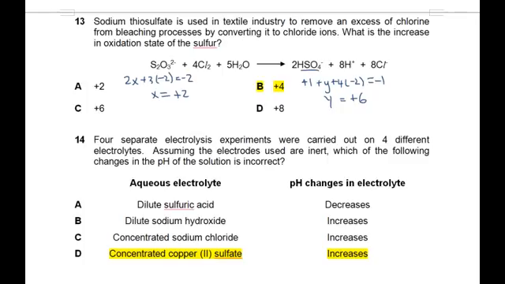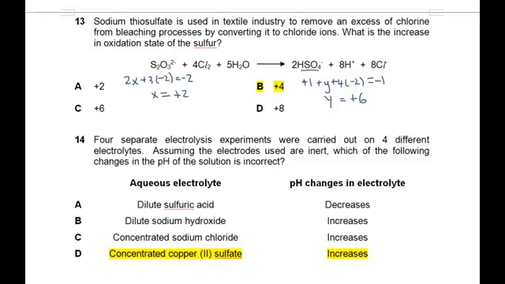In question 13, we are looking at an equation here, and we are asked to find the increase in oxidation state of sulfur. We are not sure of the oxidation state of sulfur in S2O3 2-, so let the oxidation state of sulfur be X. So 2X plus 3 times -2, the oxidation number of oxygen, will give you -2, the charge of thiosulfate, and you end up calculating X to be +2.